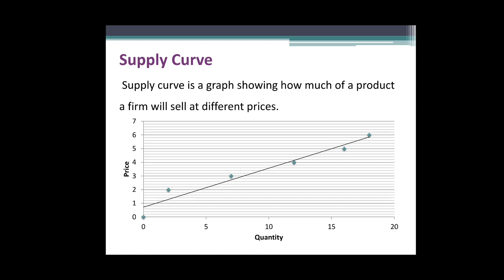The figure here lists prices on the vertical axis and quantity supplied on the horizontal axis. Each point on the graph shows how many units of commodity X a producer is willing to sell at a particular price. The slope of the supply curve is positive, that is, it slopes upwards from left to right, which shows that a producer will offer more of commodity X at a higher price and less at a lower price.